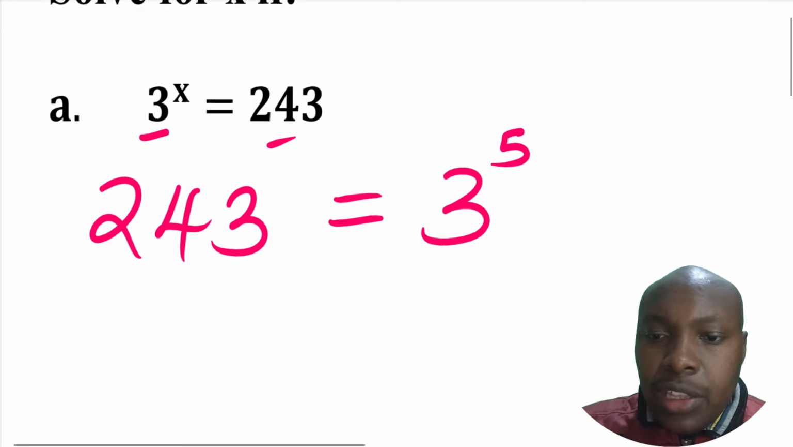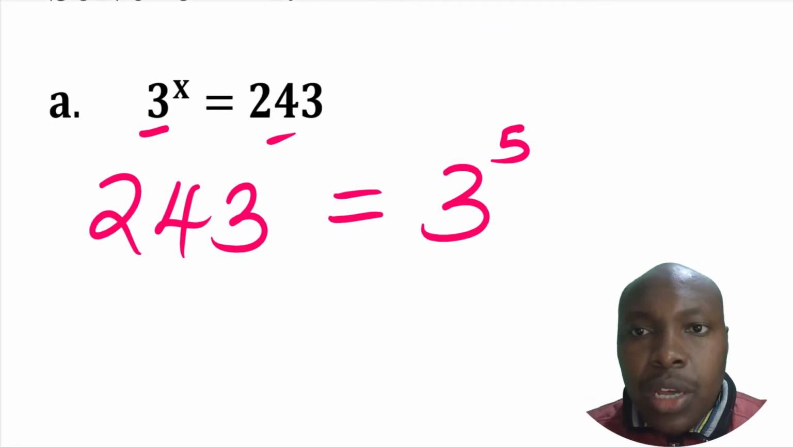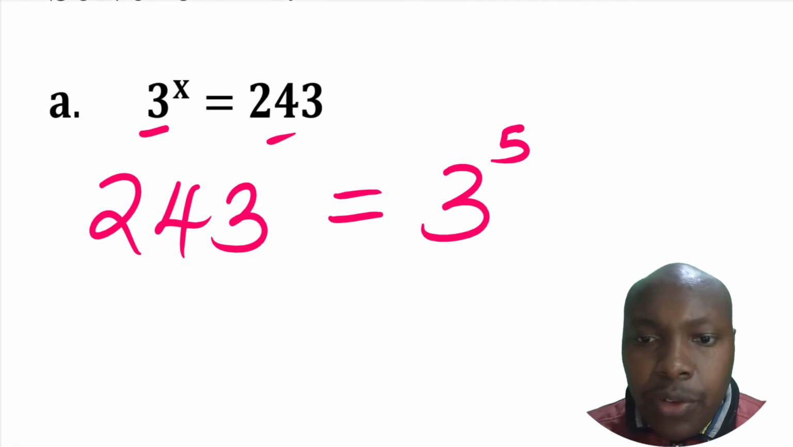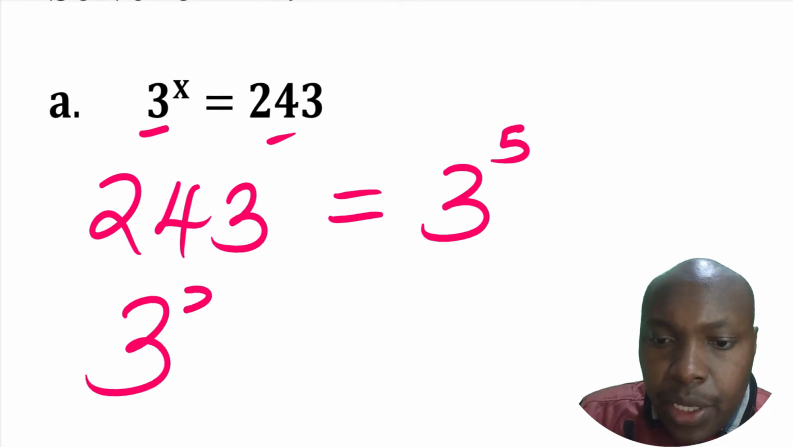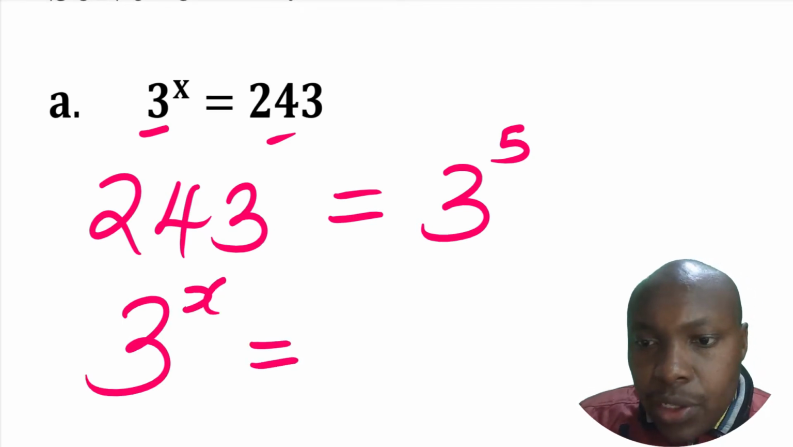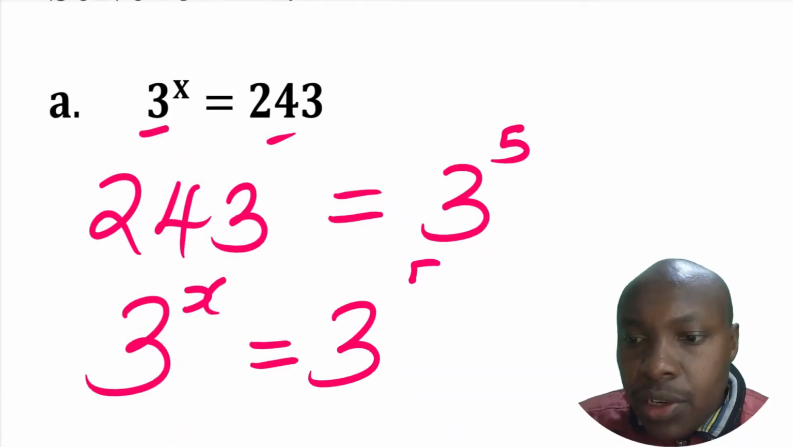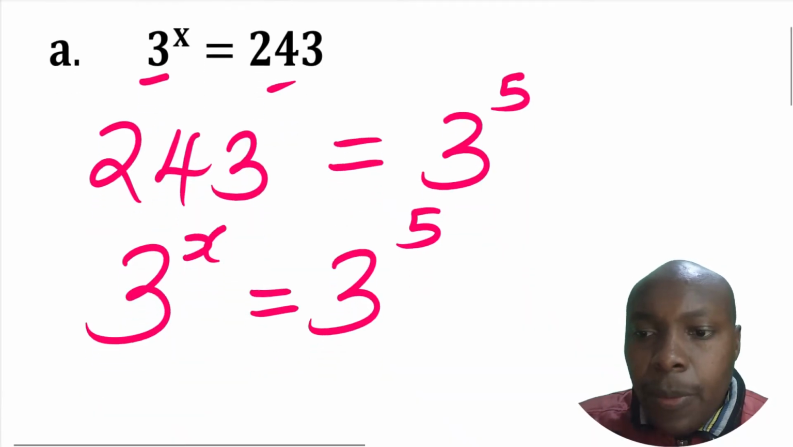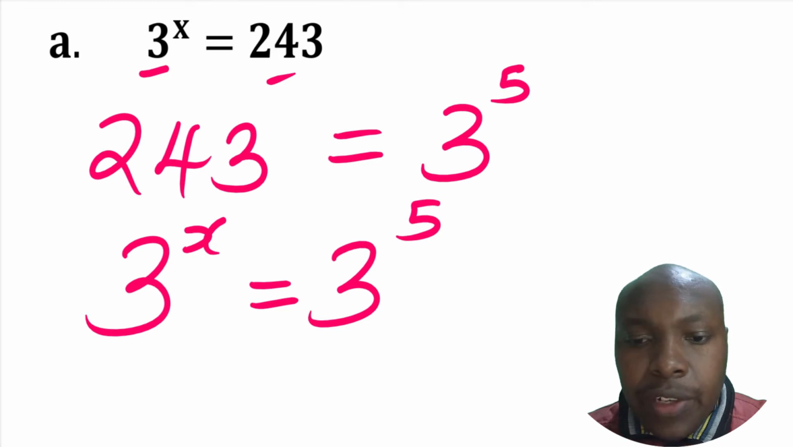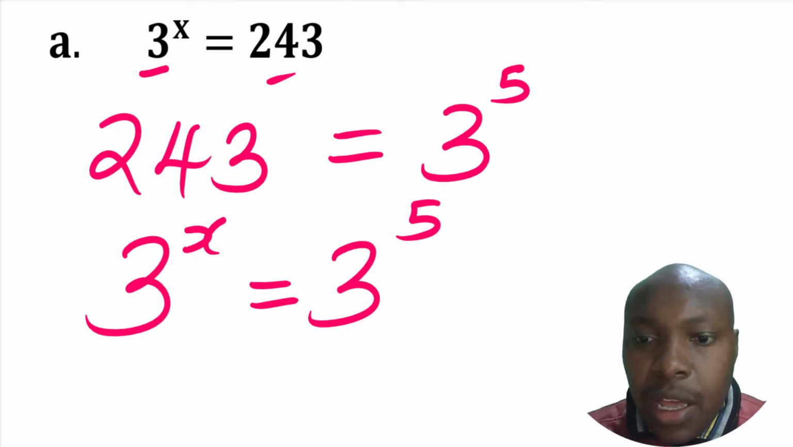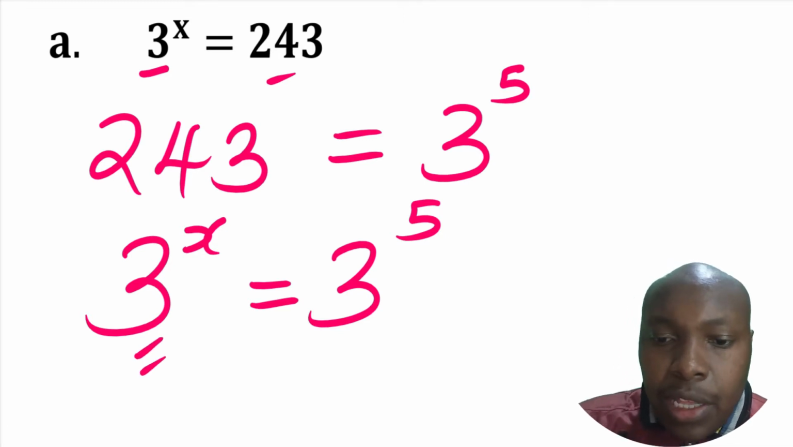Now, after writing that, let us write the equation factoring in 3 raised to power 5. So 3 raised to power x is equal to 243, now in index form, which is 3 raised to power 5. Now, as you can see, both the left hand side and the right hand side have the same base, and the base is 3.